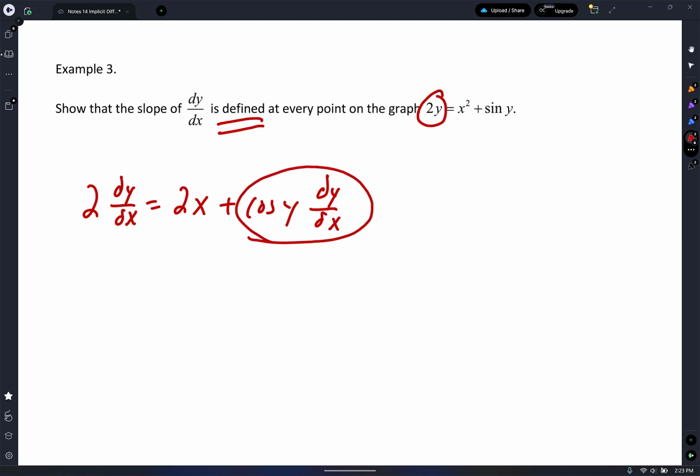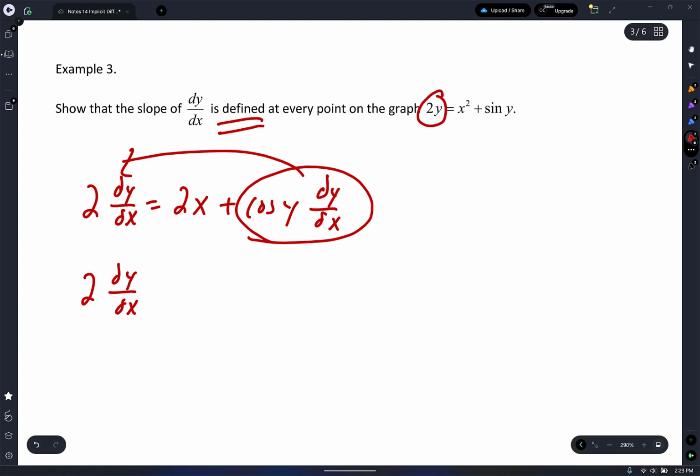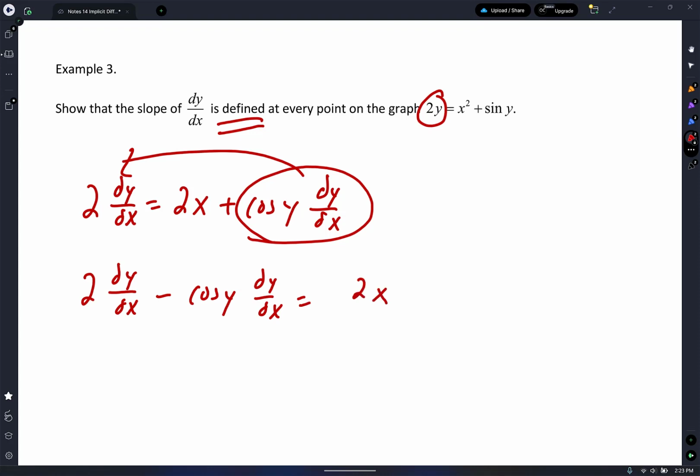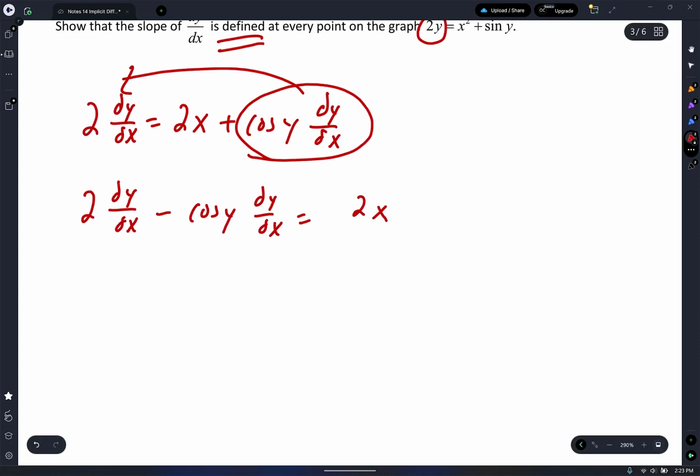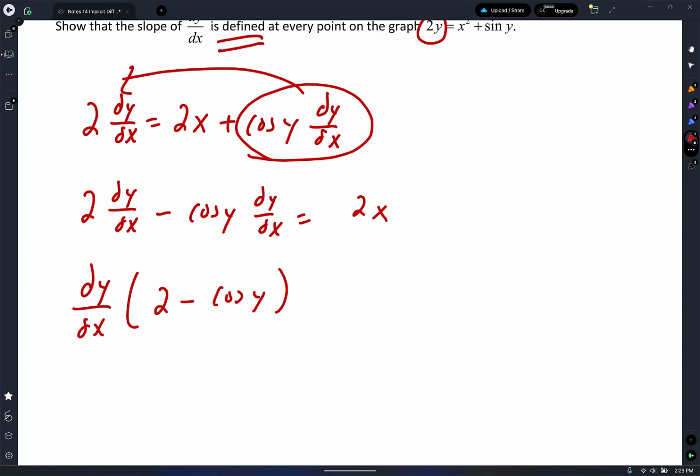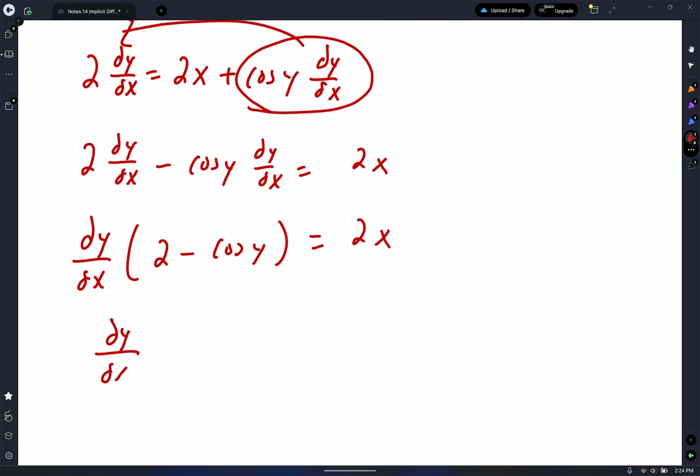Bring the cosine y dy/dx to the left. So 2 dy/dx minus cosine y dy/dx equals 2x. Factor out a dy/dx. So here's me factoring out a dy/dx. And I'm going to have dy/dx times 2 minus cosine y equals 2x. And to get the dy/dx by itself, there's a product, dy/dx times 2 minus cosine y. I'm going to divide by that expression, 2 minus cosine y. So I'm going to have dy/dx equals 2x over 2 minus cosine y.